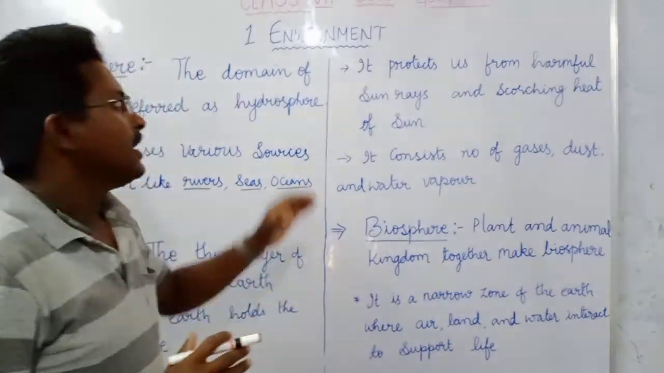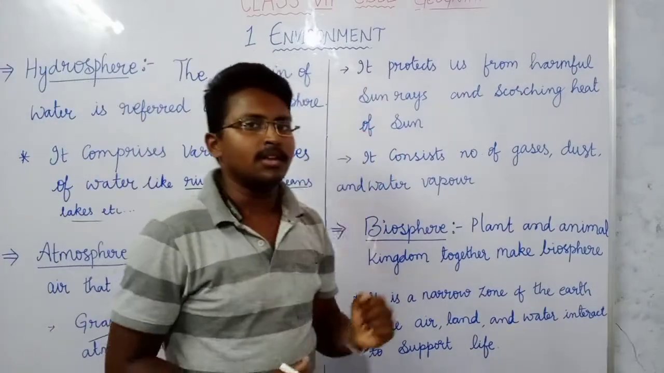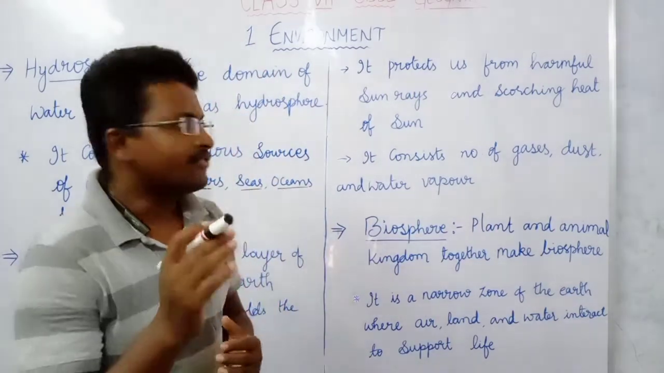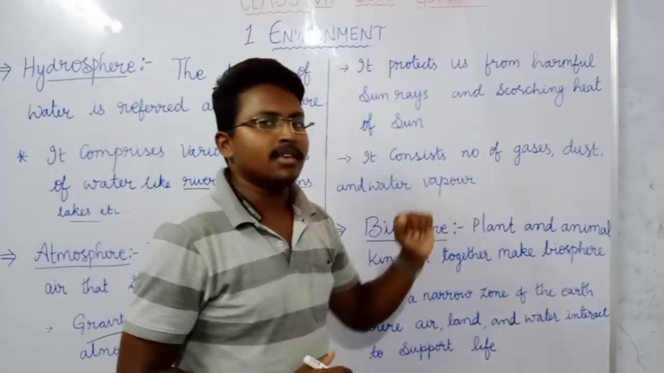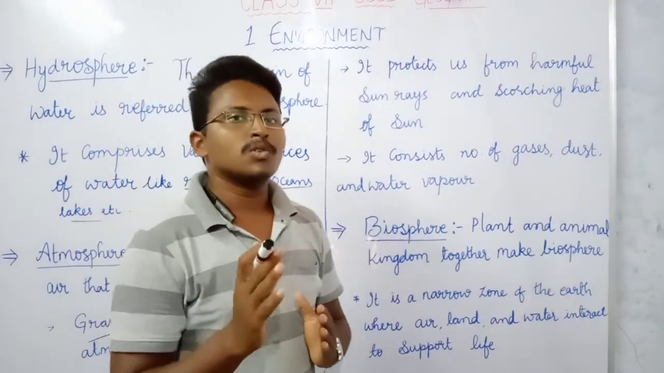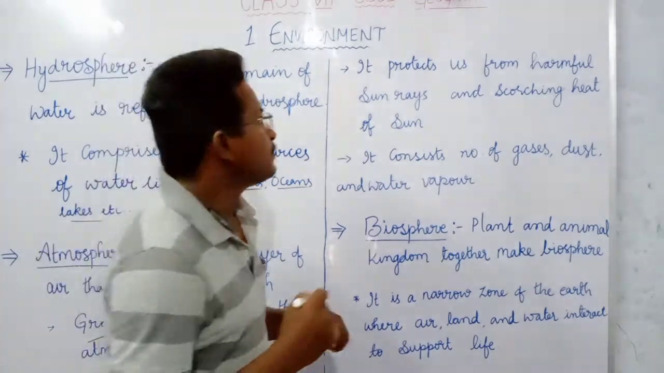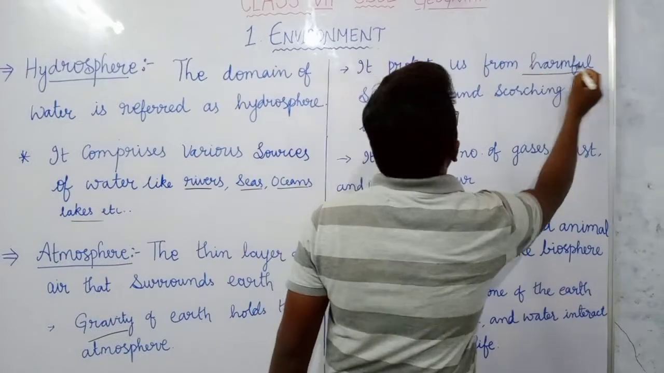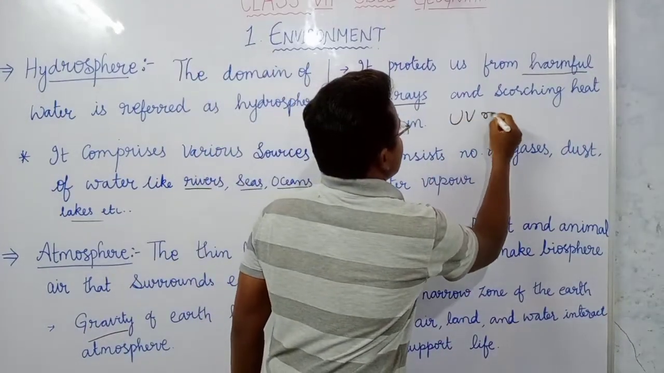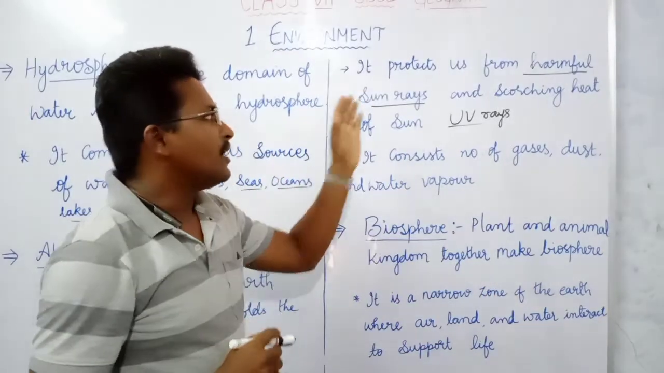It also protects us from harmful sun rays and the scorching heat of the sun. In this atmosphere itself we have different gases. Among them, one very important gas, as you all know, is ozone gas, or we also call it the ozone layer. This ozone layer protects humans from harmful sun rays, or you can also call them UV rays, that means ultraviolet rays.